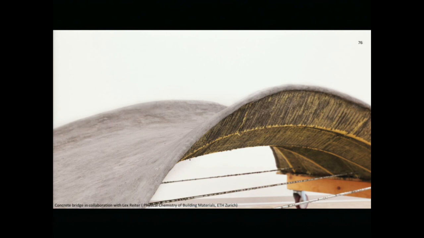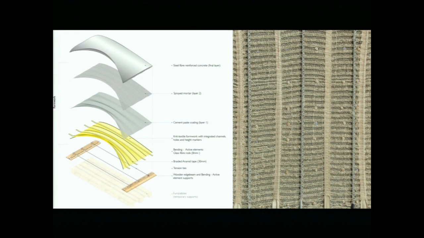The bridge itself is a hybrid between a knit and a bending active system, and it is built up of layers gradually. The knit itself integrates all of the channels necessary for integrating the bending active elements and the cables that help form the geometry itself, and then forms the initial formwork. It is incredibly light and easy to transport. The formwork itself right now weighs 433 grams for a span of 2.1 by 1.2 meters.